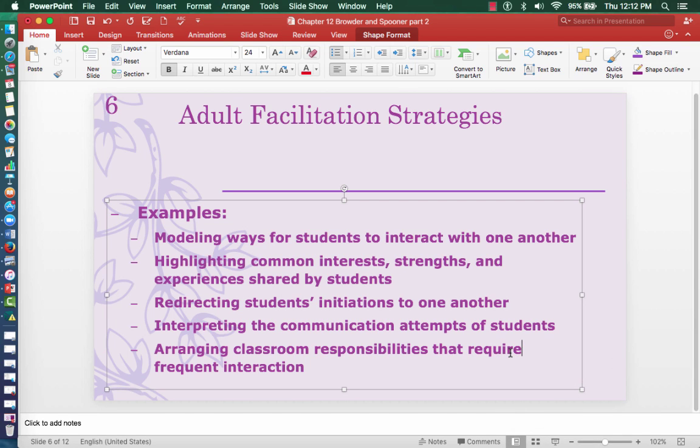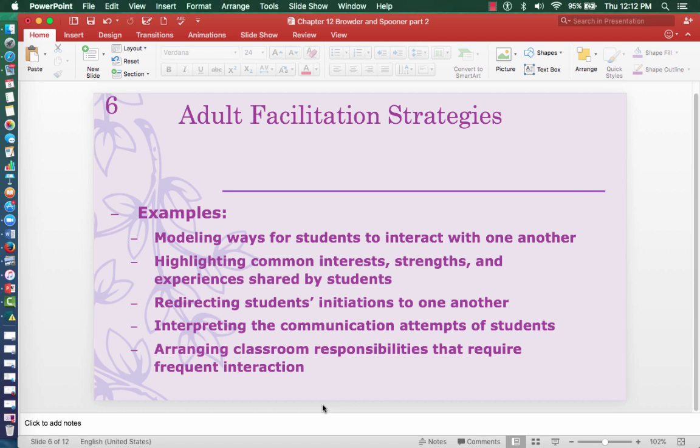Okay, now I'm happy. Okay, so we also need to make sure that we are arranging classroom responsibilities in a way that is going to facilitate interaction. Okay, so we don't want to have so many things in the classroom that our students get totally distracted from what they're supposed to be doing.